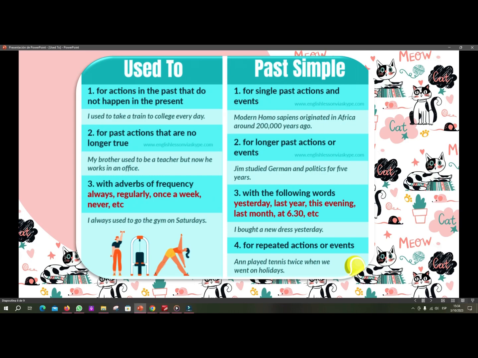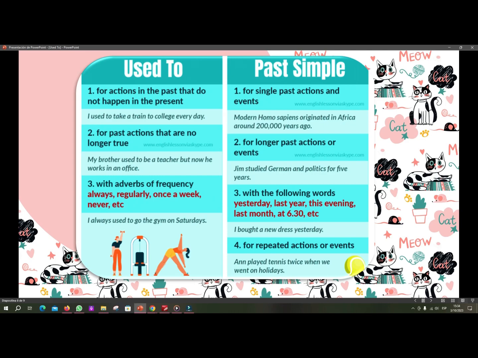Also, you're going to use with the simple past expressions like yesterday, last year, this evening, last month, at 7:30 in the morning, right? Ago, etc. So I bought a new dress yesterday. So you cannot say I used to go to the beach yesterday. That is not correct, right?